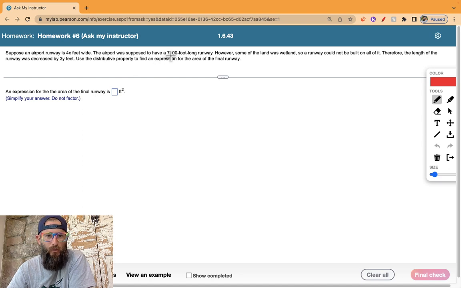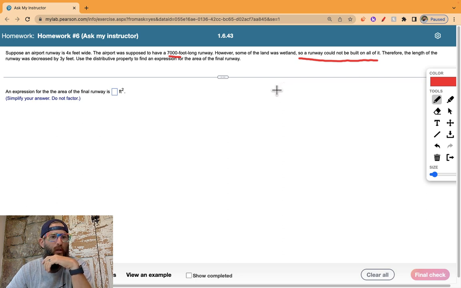The airport was supposed to have a 7,000 foot long runway. However, some of the land was wetland, so the runway could not be built on all of it. Therefore, the length of the runway was decreased by this expression here. So what we want to do is find the area of the runway.